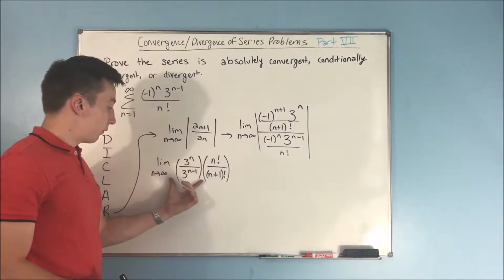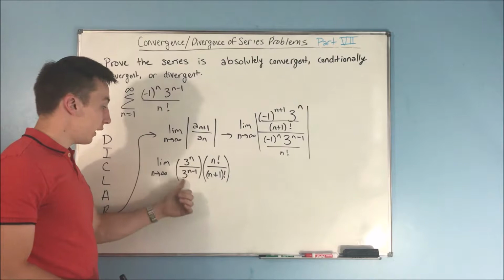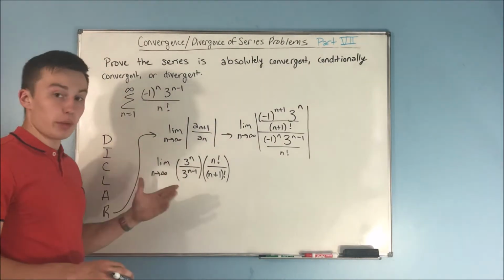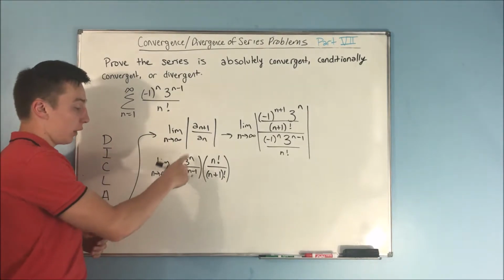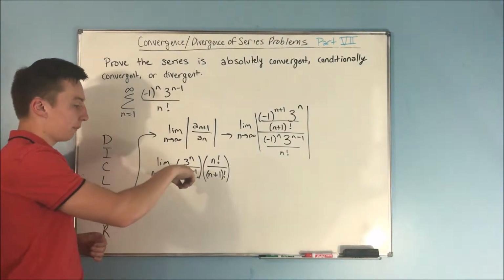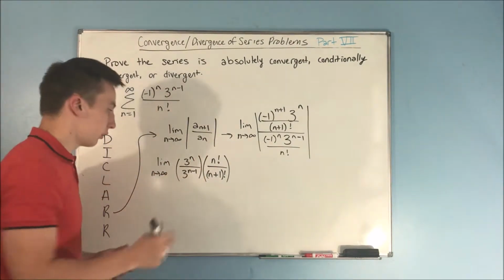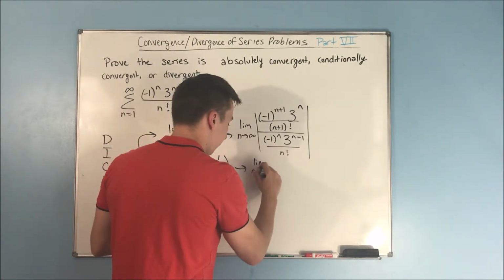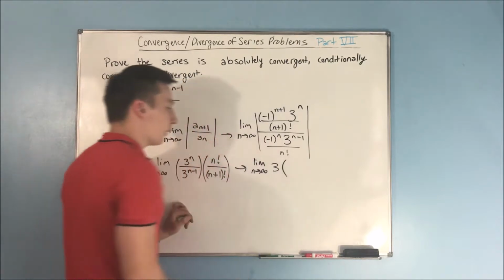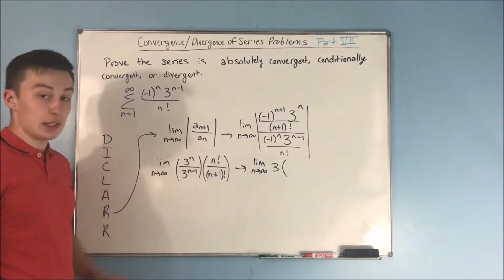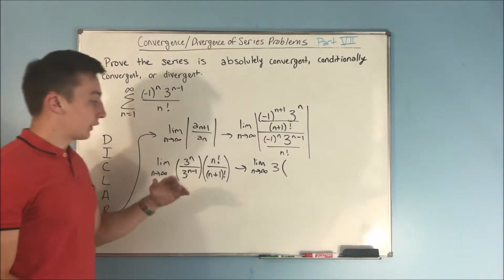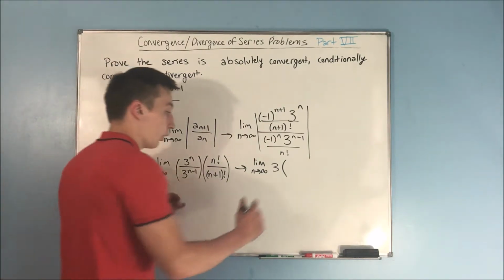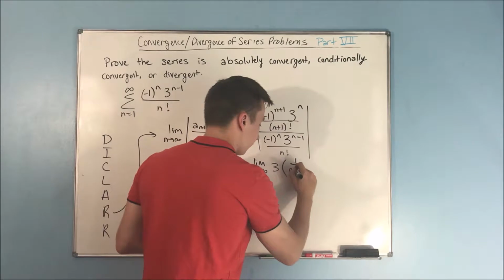When you do this limit, you have a 3 to the n over 3 to the n minus 1, and that's just going to give you 3, because when you subtract the exponents you'll get a 3 to the positive 1. So you get the limit as n approaches infinity of 3, and that 3 is going to be multiplied by what comes out of here, and we've done the n factorial over n plus 1 factorial plenty of times. We know that that's just going to be 1 over n plus 1.